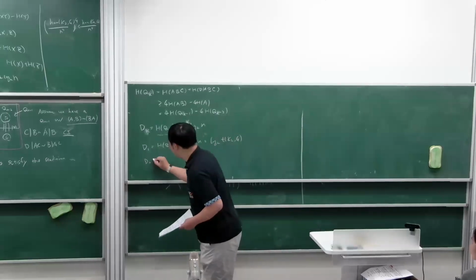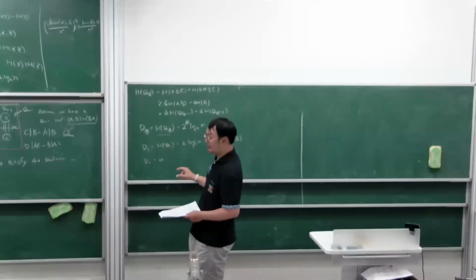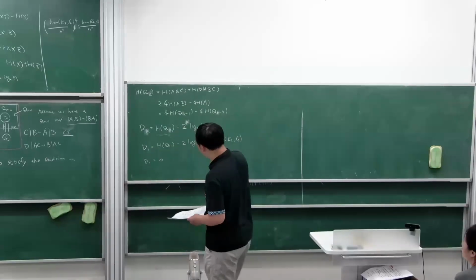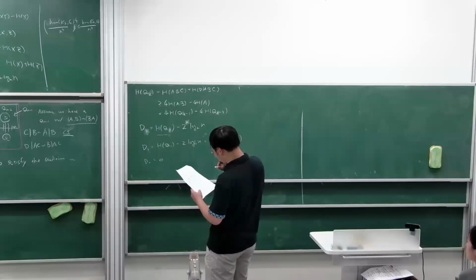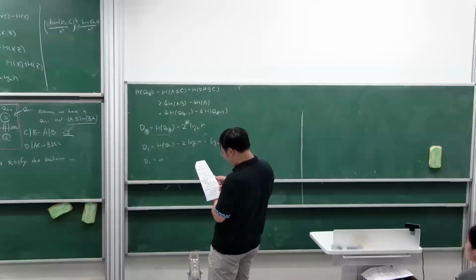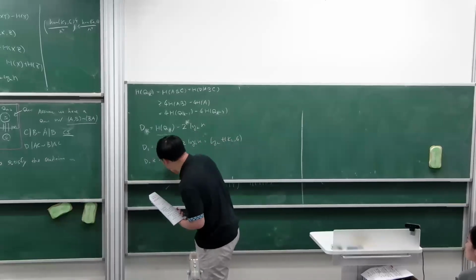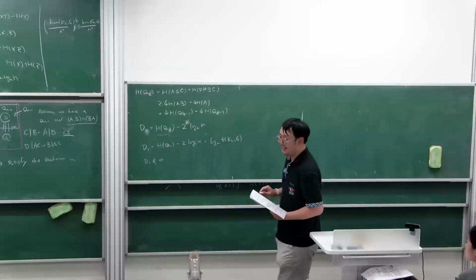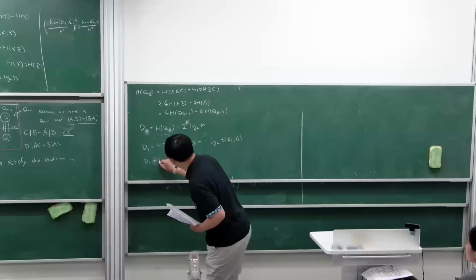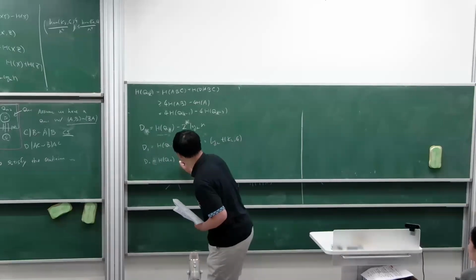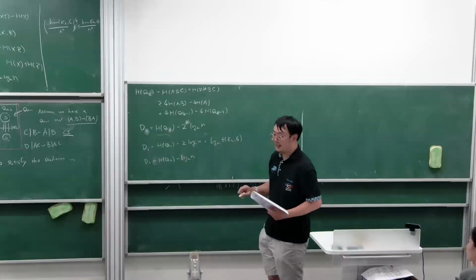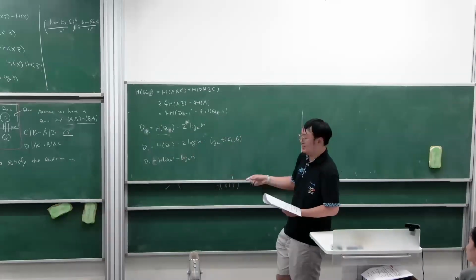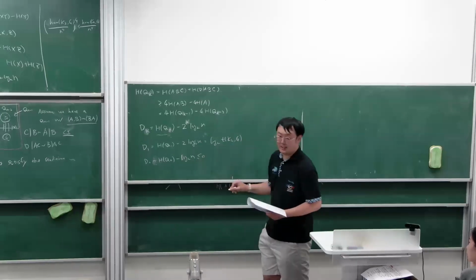And D0 is not 0. D0 is negative, because D0 is the entropy of Q0 minus log n. And Q0 is just a vertex, so this will always be less than or equal to 0.